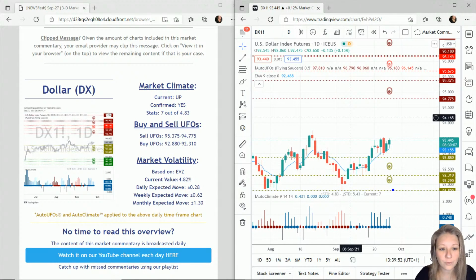So overall, probability up here with the US dollar. Now, in terms of volatility, it's the least volatile of our markets. In 1 year, we would expect movement up or down of 4.82%. In a day, that's 0.28 points. In a week, that's 0.62 points. And in 1 month, that's 1.3 points up or down.